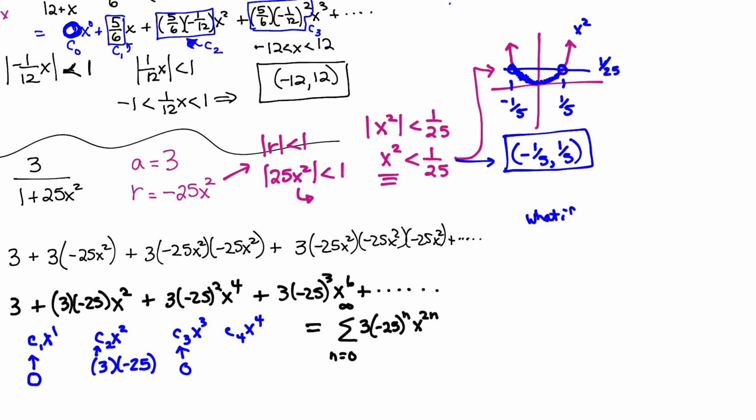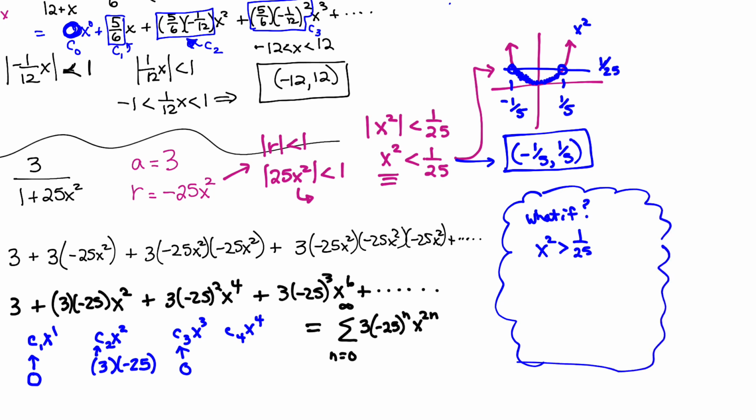This doesn't apply to our problem, but it's a what if. What if x squared was greater than 1 over 25 and we wanted to solve it? Now what would you get as your solution? There would be a union. Yes, there would be. Absolutely. So where is it? Go ahead, John. Give it to me. Negative infinity to negative 1/5, and then union. Beautiful. Absolutely.